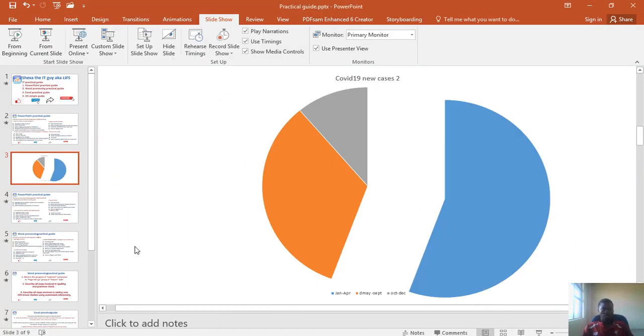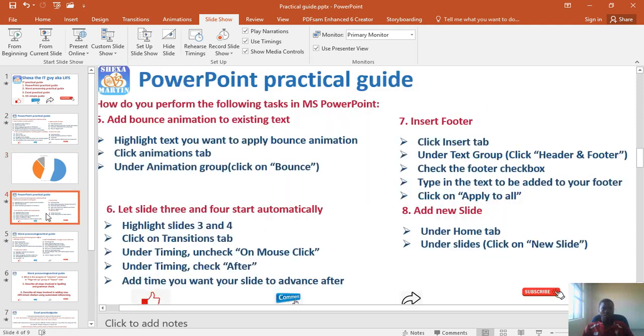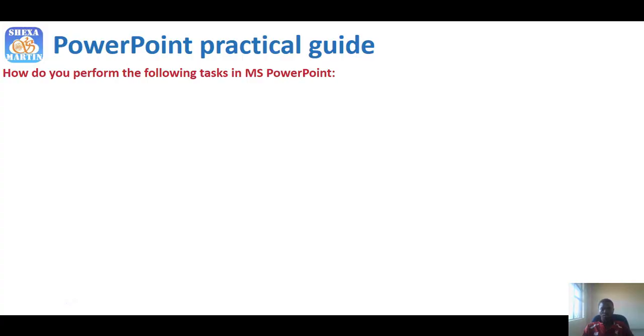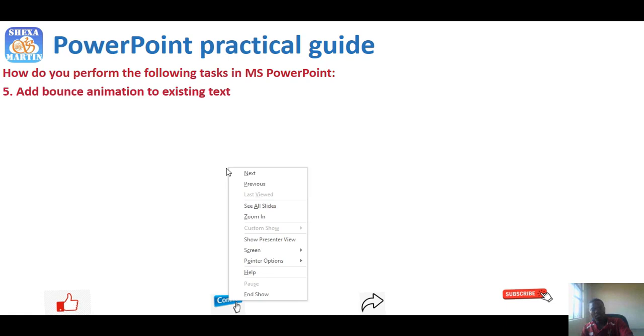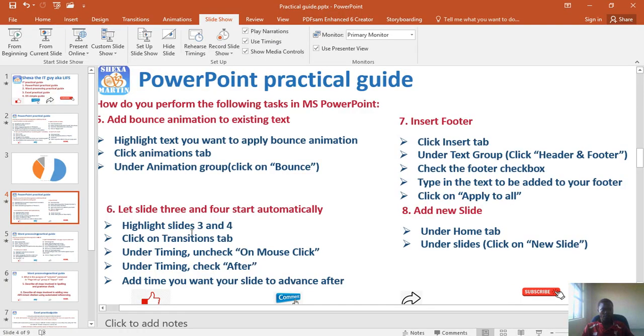So that's how it's done. Let's now look at some other questions that might be asked. Okay, how do you perform the following tasks in Microsoft Office? Add bounce animation to existing text. So we want to add bouncing text on 10 of these.